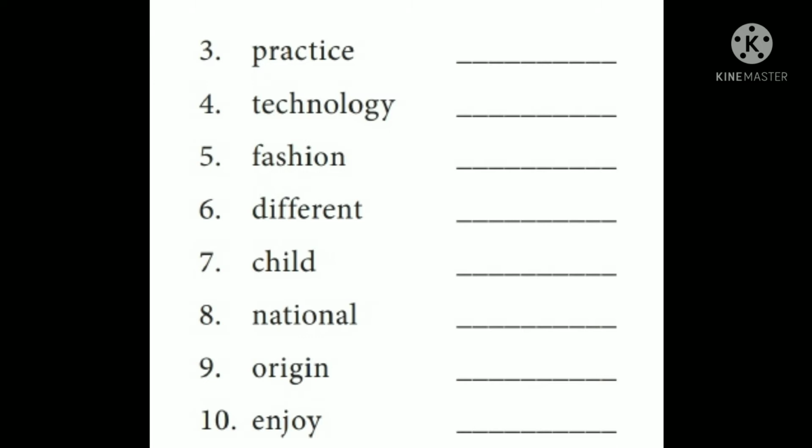National, national is a root word and we are changing it to nationality, ity is the suffix. Original, origin, original, al is the suffix. Next one, enjoy, enjoyment, ment is the suffix. So by using all these prefixes and suffixes, we can form as many words as possible.